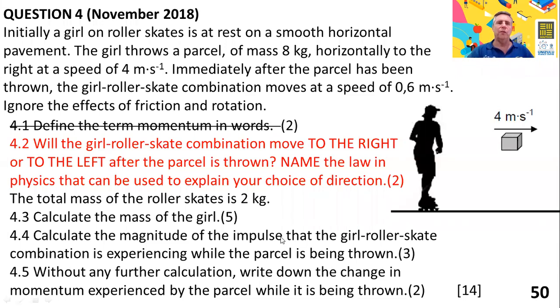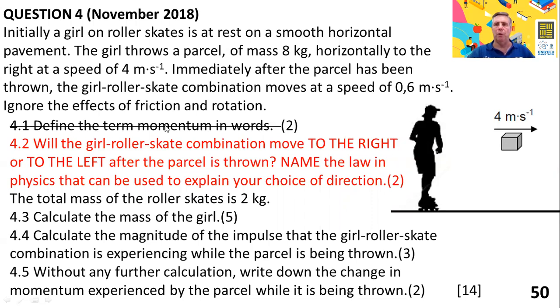Right, so let's look at the answers there. November 2018, a girl is on roller skates, initially at rest. She's holding a parcel of mass 8 kilograms, and she throws it horizontally to the right at a speed of 4 meters per second. Immediately after the parcel has been thrown, the girl roller skate combination moves at a speed of 0.6 meters per second, and you're told to ignore the effects of friction and rotation.